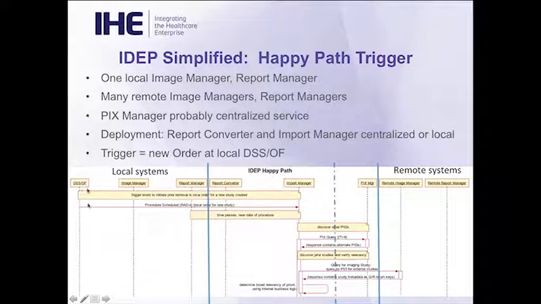So the first thing that's going to happen is that at the local department system scheduler, a new order is going to be entered, and that new order, which is a very standard HL7 ORM message, will be distributed to a whole bunch of systems, one of which will include this new actor called an import manager. Now, maybe that order was scheduled 6 months out.